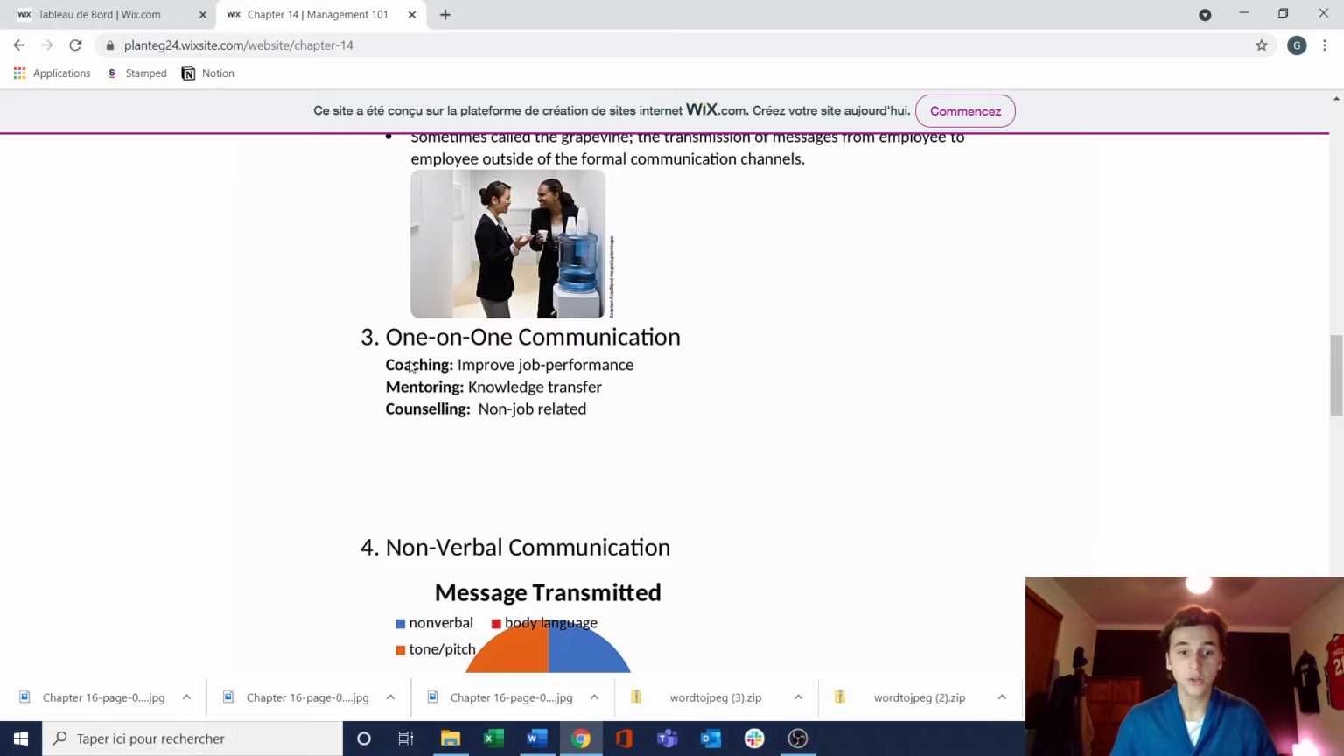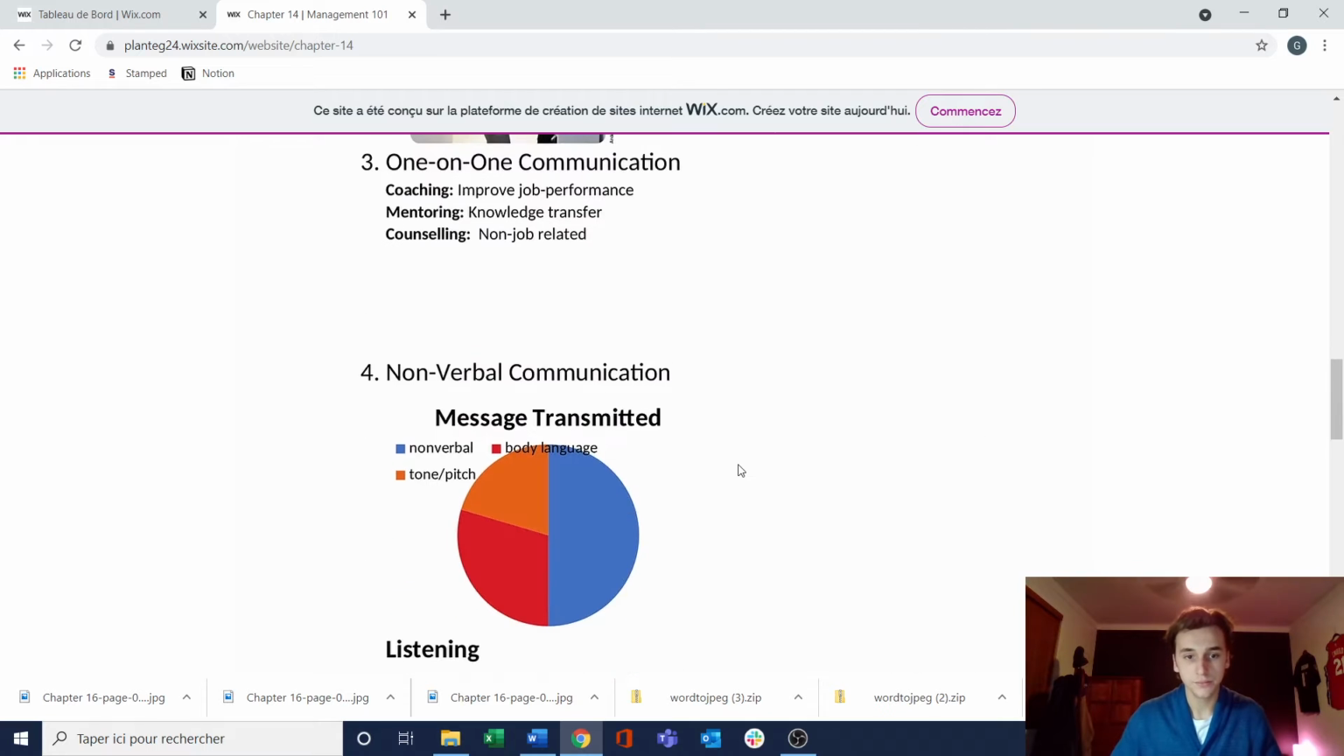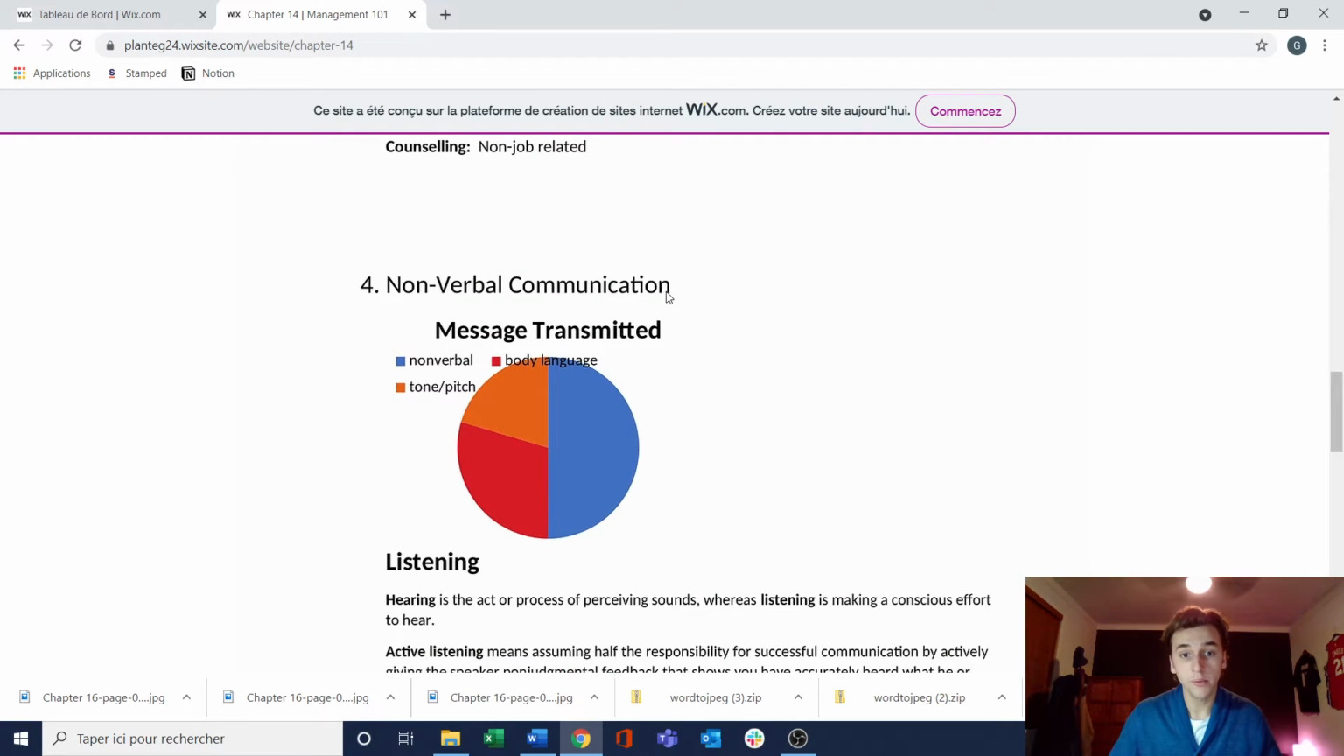One-on-one communication, there's coaching, mentoring, and counseling. Coaching is when you try to improve job performance. Mentoring is when you try to just give your knowledge about life or about the job. It is knowledge transfer. And counseling is when you're talking to someone about a non-job related issue that could affect the job. And now for the nonverbal communication, the message can be transmitted nonverbally by body language and tone pitch.